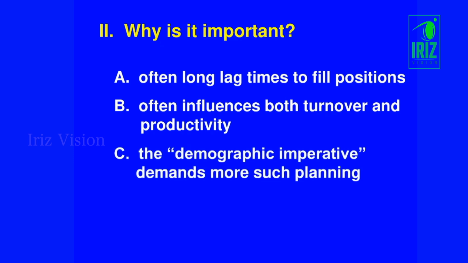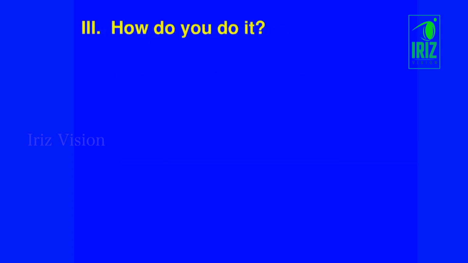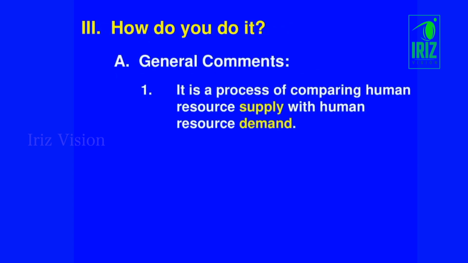Then the demographic imperative demands more such planning. How are you going to recruit, demographically, either age wise or sex wise, that is gender wise, whichever it is. You should plan properly depending upon the type of organization and department wise, which type of demographic we are going to select for the recruitment process. That is HR planning. This is the main task, and then you will be talking about how you do it.